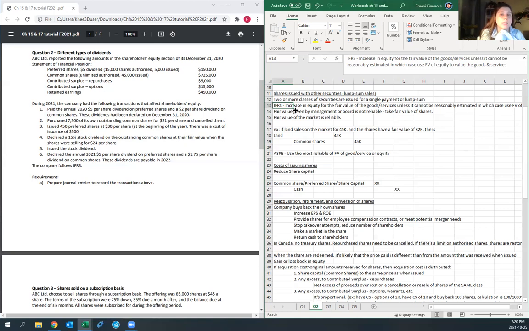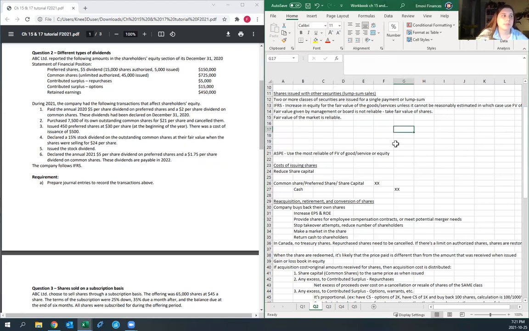If the fair value is given by management or the board of directors, it's not reliable. It's not the fair value of actually the asset. There can be some bias. You take the fair value of the shares. You always take the market fair value when you're doing this type of transaction. I'm going to skip, forget about this example.